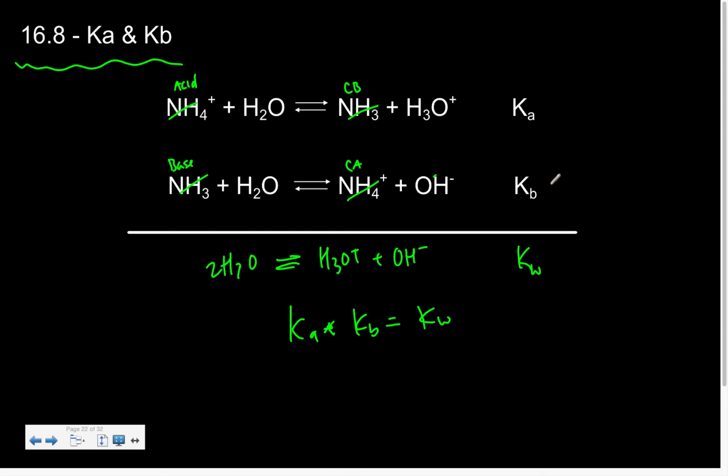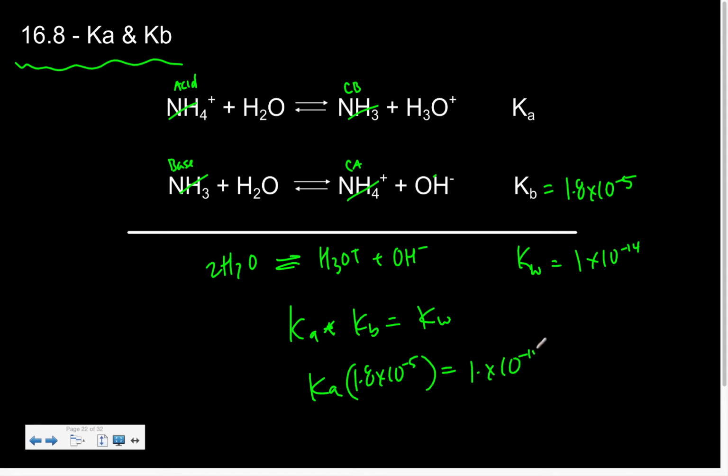If we think back one problem, I know that the Kb for this is equal to 1.8 times 10 to the negative 5. What's Kw equal? 1 times 10 to the negative 14th. Which means that if I know that Kb is 1.8 times 10 to the negative 5th, and I know this is 1 times 10 to the negative 14th, I can actually solve for Ka. Does that make sense?